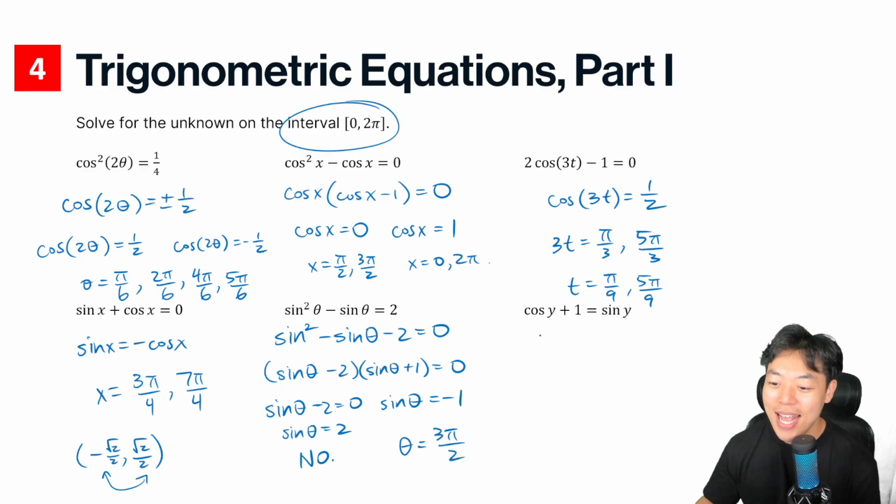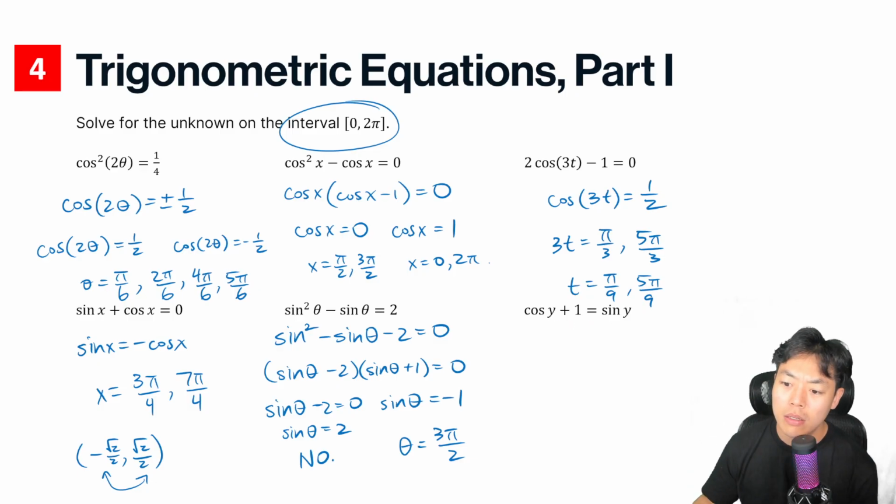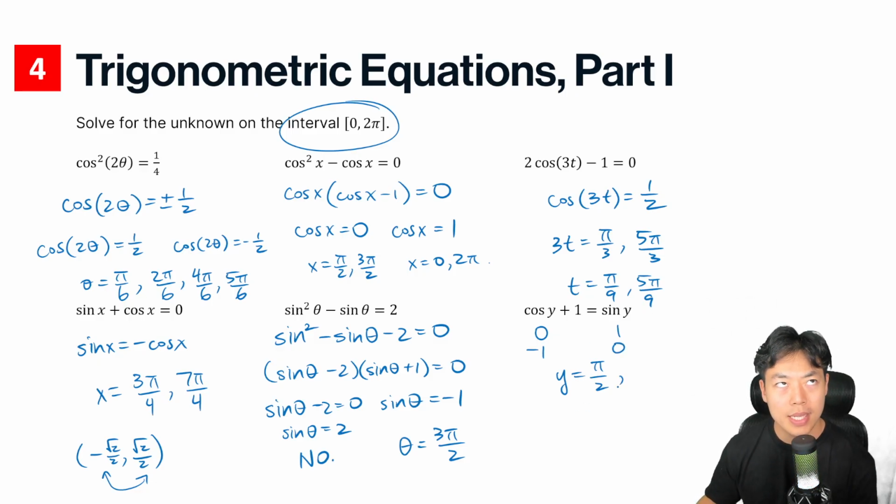Let's try this one. Cosine of y plus 1 is equal to sine of y. Let's think about where that happens. Well, if cosine of y is 0, then sine of y needs to be 1. Where does that occur? That occurs exactly at pi over 2. Well, there's another case where if cosine of y is negative 1, then sine of y will be 0. Where does that occur? Well, that occurs at pi.